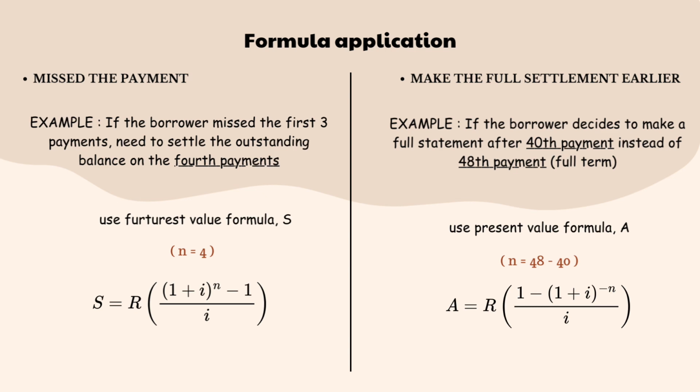The example for the first one is if the borrower missed the first 3 payments and needs to settle the outstanding balance on the fourth payment, we must use the future value formula. And the example for the second one is if the borrower decides to make a full settlement after the 40th payment instead of the 48th payment, which is the full term, we must use the present value formula.